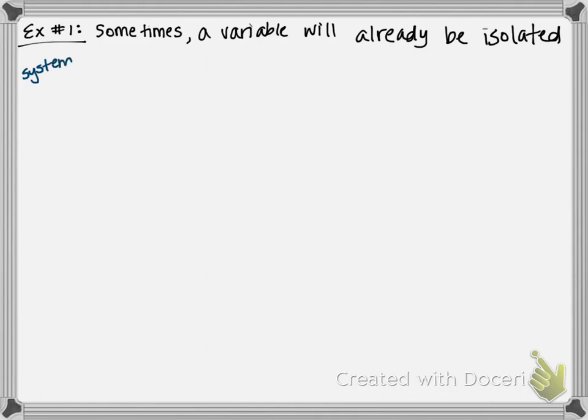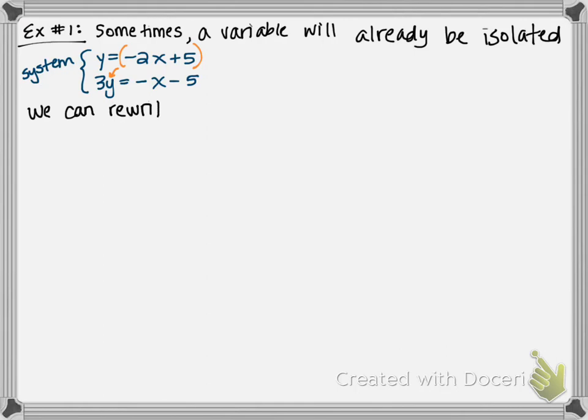Okay, so here we have example number 1. Sometimes a variable will already be isolated for you, which is pretty nice. So here's my system. I have y equals negative 2x plus 5 and 3y equals negative x minus 5. So notice that one of them is already isolated for us.